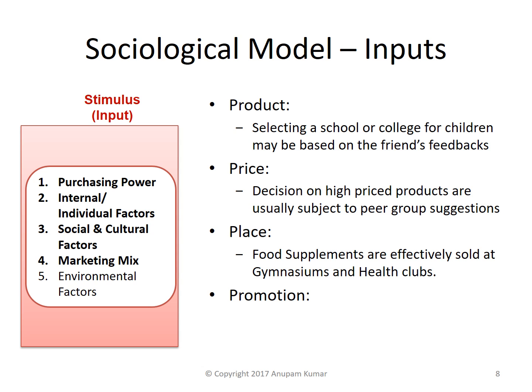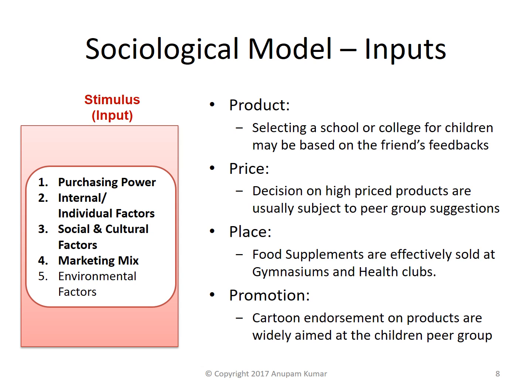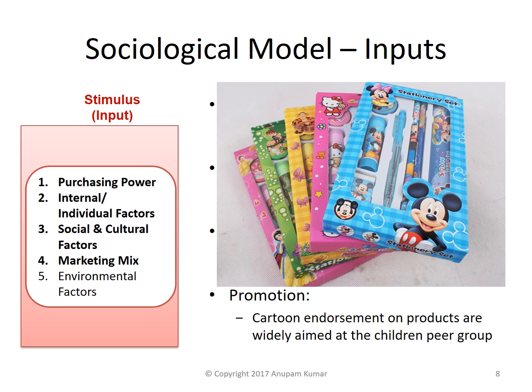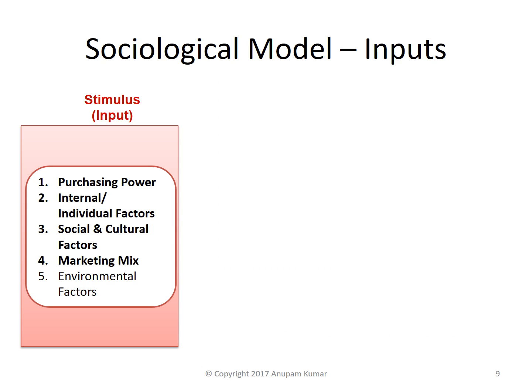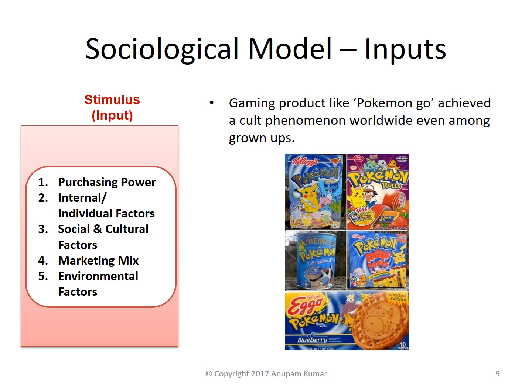Similarly, food supplements are effectively sold at gymnasiums and health clubs. Why? Because there everyone is concerned about their health, and so it becomes an easy input to the individual. Similarly, while targeting children, people use cartoon endorsements, which is widely used so that it becomes an effective input to the person making the decision. And similarly, products like Pokemon Go have achieved a cult phenomenon which can be considered as almost an environmental factor as far as the input is concerned.